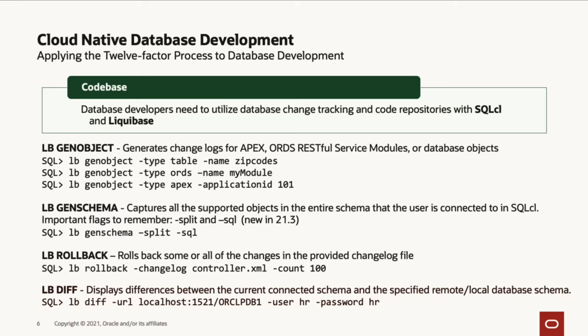We talked about also the ability to roll back or roll forward, where Liquibase does give you the ability to automatically roll back those changes in a particular environment. And we can also use the Liquibase diff command to look at the differences between two connected schemas. So if we wanted to compare the object differences between two schemas in two different databases, we are able to do it via this Liquibase command. So this is going to give you the ability to do this change management and change tracking, which is part of that cloud native database development.